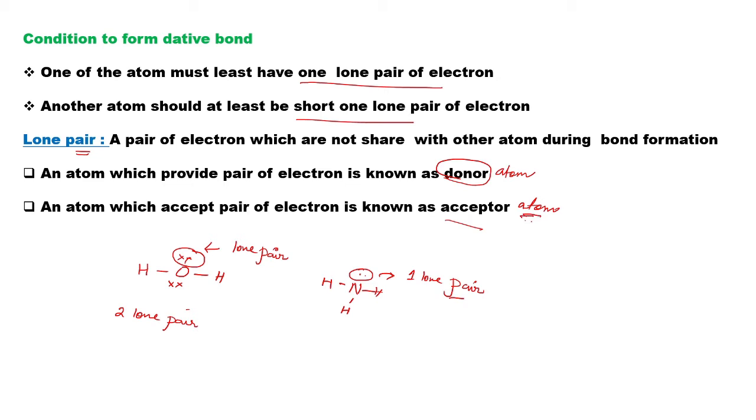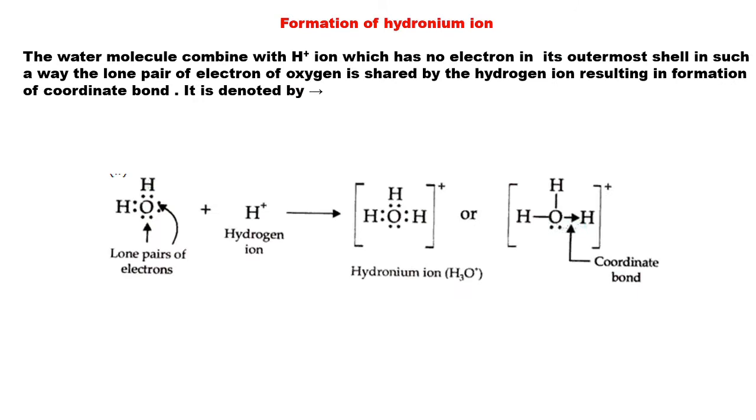Now let us understand a few examples of coordinate bond. The first one is the formation of the hydronium ion. The formation of water was discussed in the previous video itself, where you have seen oxygen was placed at the center and two single covalent bonds were formed, and we have two lone pairs over the oxygen atom after completing its octet. Now the hydrogen ion is formed when it has already lost its electron.